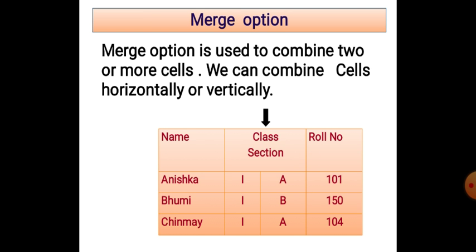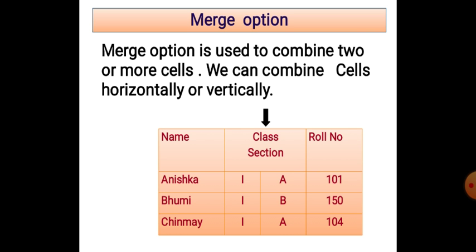Now children, the delete option is over. Now we will understand the merge and split options in MS Word. Merge option means we can combine 2 or more cells in our table. That is called merging. We can merge cells horizontally or we can merge cells vertically.